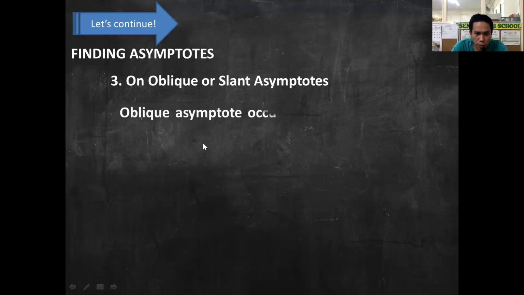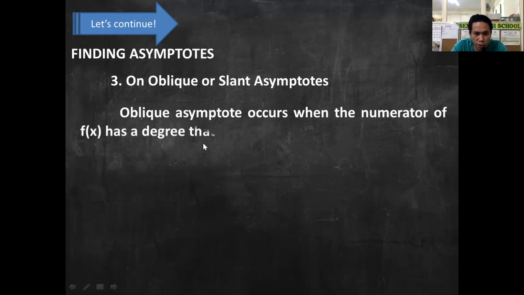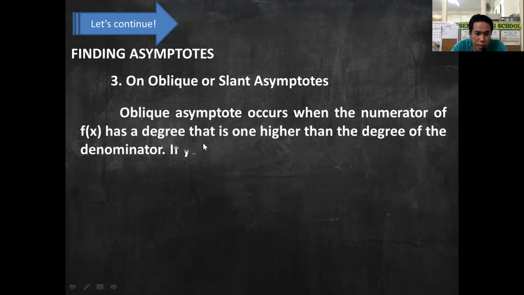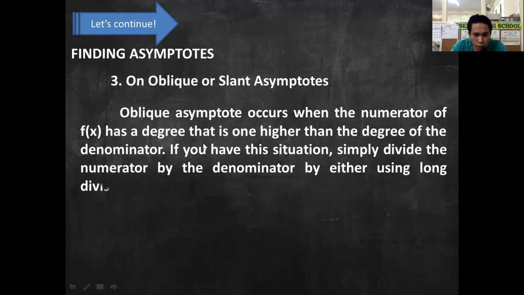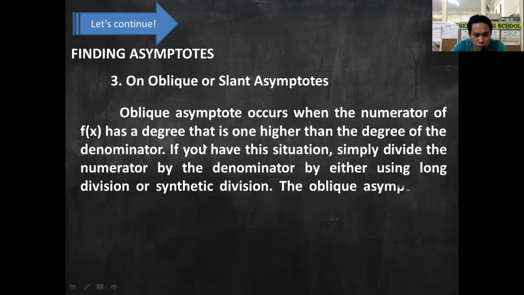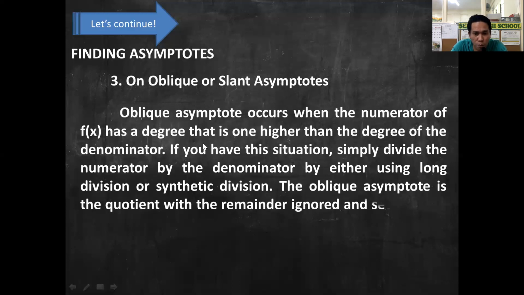Try natin. Oblique asymptotes occur when the numerator of f of x has a degree that is 1 higher than the degree of the denominator. If you have this situation, simply divide the numerator by the denominator by either using long division or synthetic division. The oblique asymptote is the quotient with the remainder ignored and set equal to y.